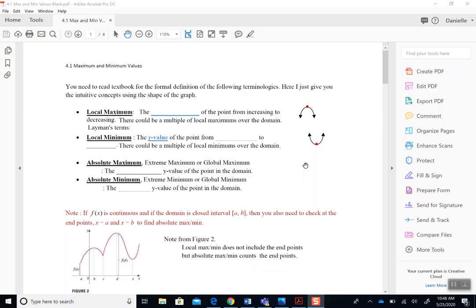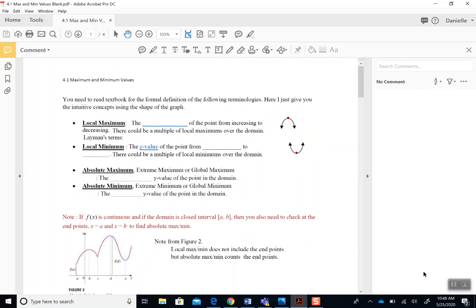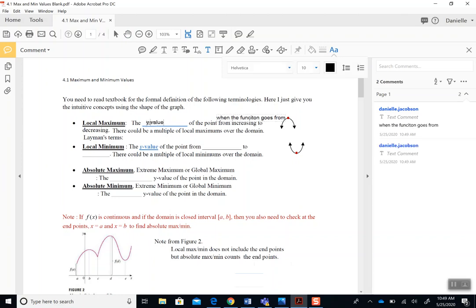All right, so first few things that we need to recall are what the local maximum, local minimum, absolute maximum, and absolute minimum are. So remember, the local maximum is going to be the y value of the point when the function goes from increasing to decreasing.